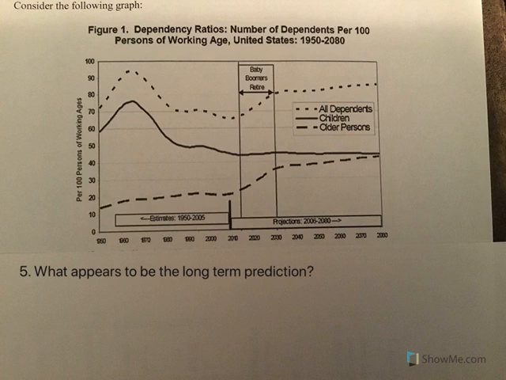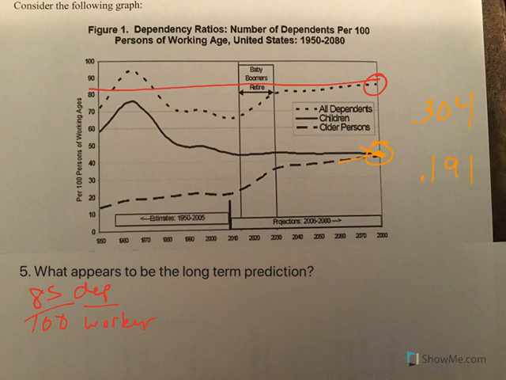And what appears to be the long-term projection? Well, overall, the all dependents, if we look back, is over 80. Let's call it 85 over 100. That's high. That's 85 dependents for every 100 workers. I'm estimating there, obviously. But you can see here that it looks like the old people and the children are going to have about the same dependency ratio. In our last example, children were 304, old people were 191. But because the baby boomers are going to really jump that up when they finally all retire here in the next few years, these two numbers are going to get close to being the same. That's what's going to happen in the long run.